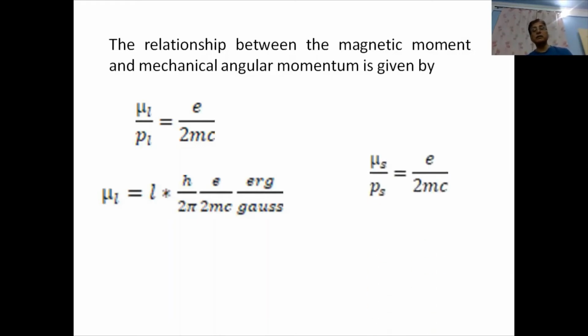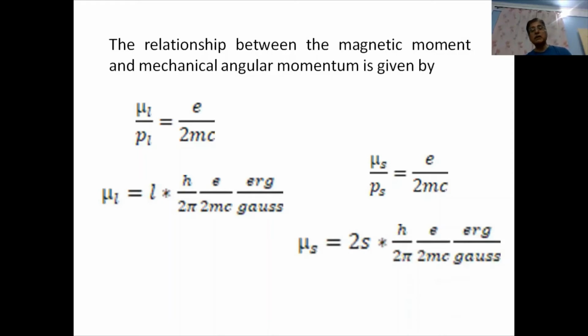Much in the same way for spin, mu S by PS is equal to e by twice mc, and correspondingly mu S can be given as twice S star h by 2 pi e by twice mc erg per Gauss. Here you can see, because an electron precesses about its own axis twice, we have the number two here for the spin, which is missing in the case of orbital motion.